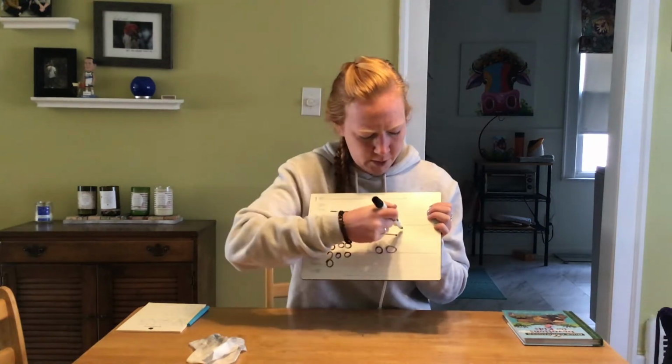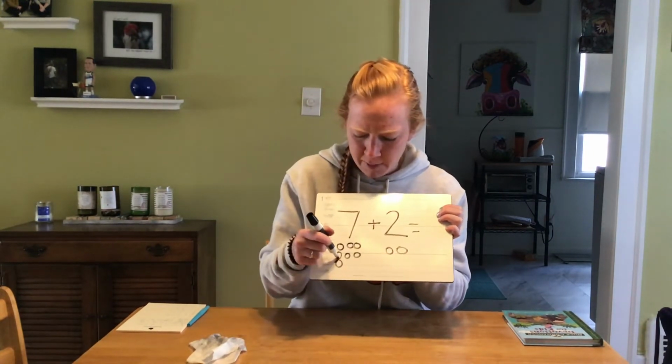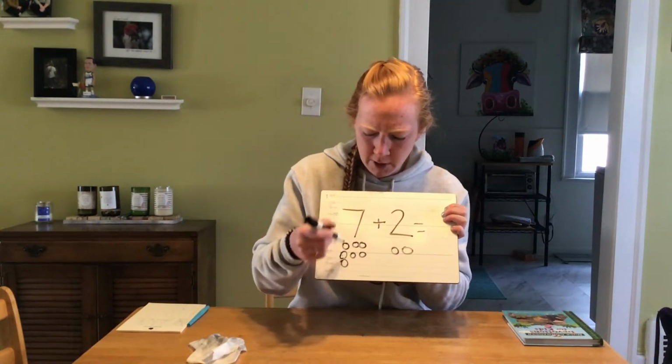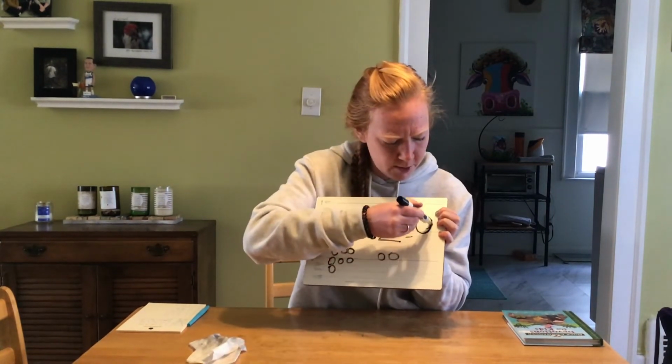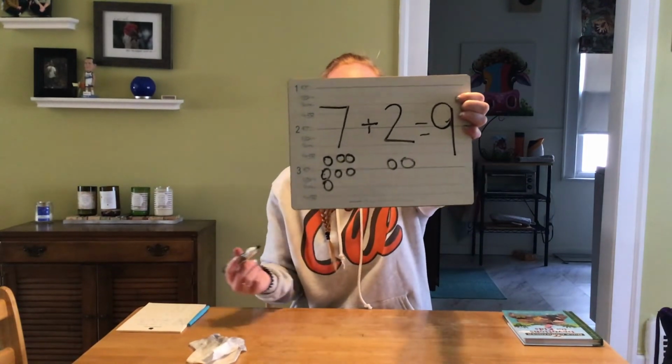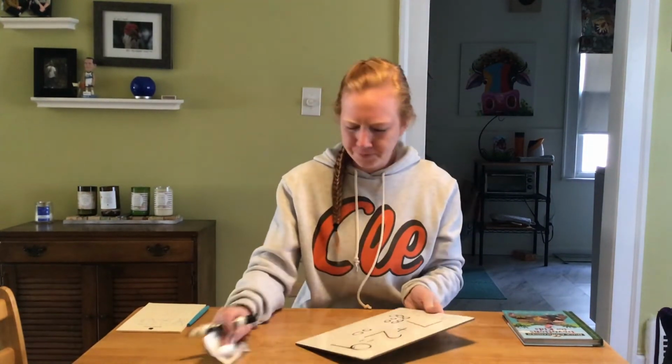Okay? We'll do addition first and then a couple subtraction. The first addition, how about 7 plus 2? All right, let's try it. 7 plus 2. If you already have your answer, great. If we need to count a picture, let's do that together. 1, 2, 3, 4, 5, 6, 7, 8, 9. Awesome. 7 plus 2 equals 9. Great.